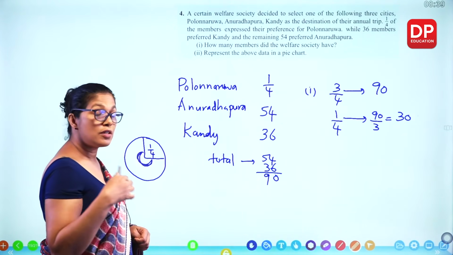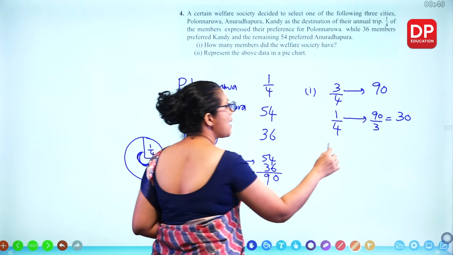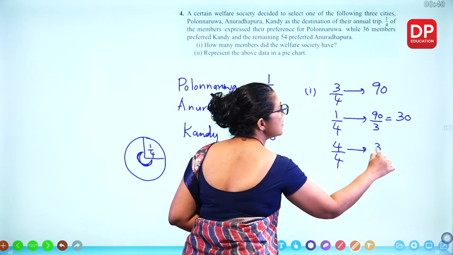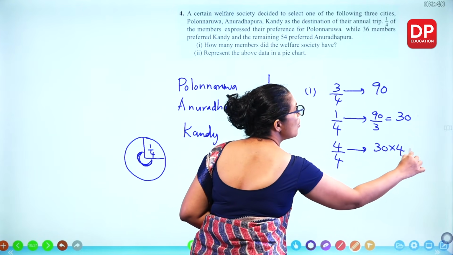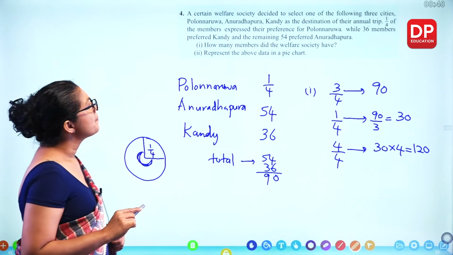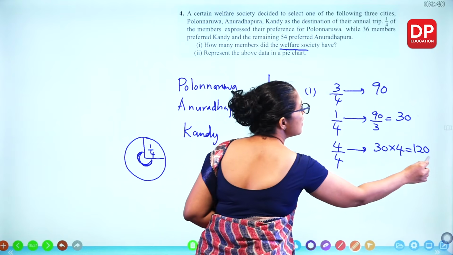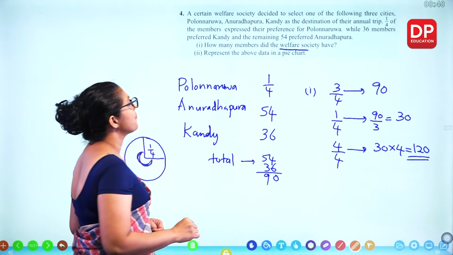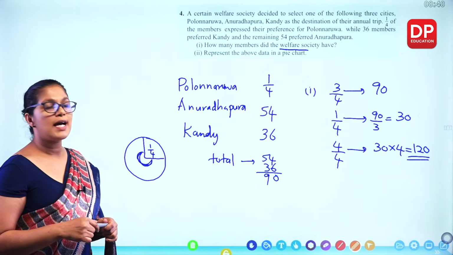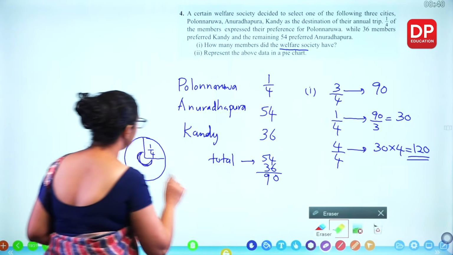What about total number of parts? Total number of parts means you multiply by 4. 4 out of 4 parts. 30 multiplied by 4, you get 120. 120 people all together in the members in the welfare society. Then the second part, represent the above data in a pie chart. So we'll try to draw the pie chart.